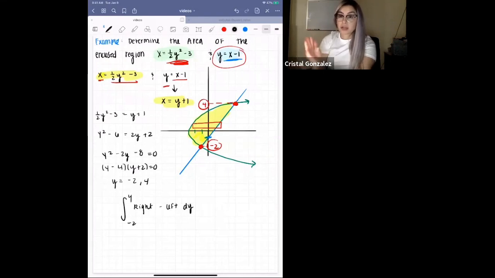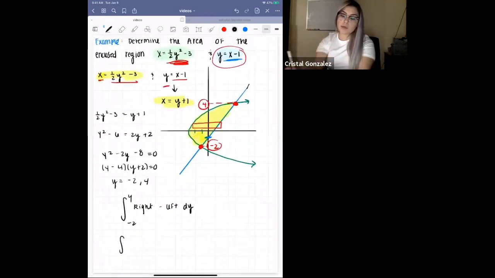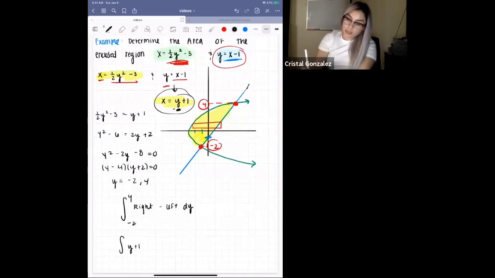Our rightmost function here is that blue line that's more to the right, which was our line x minus 1, but since we want to integrate with respect to y, we want to keep those variables in terms of y, so we're going to go ahead and use this version of it. It's going to be y plus 1 minus our left-hand function, which was nice the way it was, 1/2 y squared minus 3 dy. And now we're going to integrate between -2 and 4.